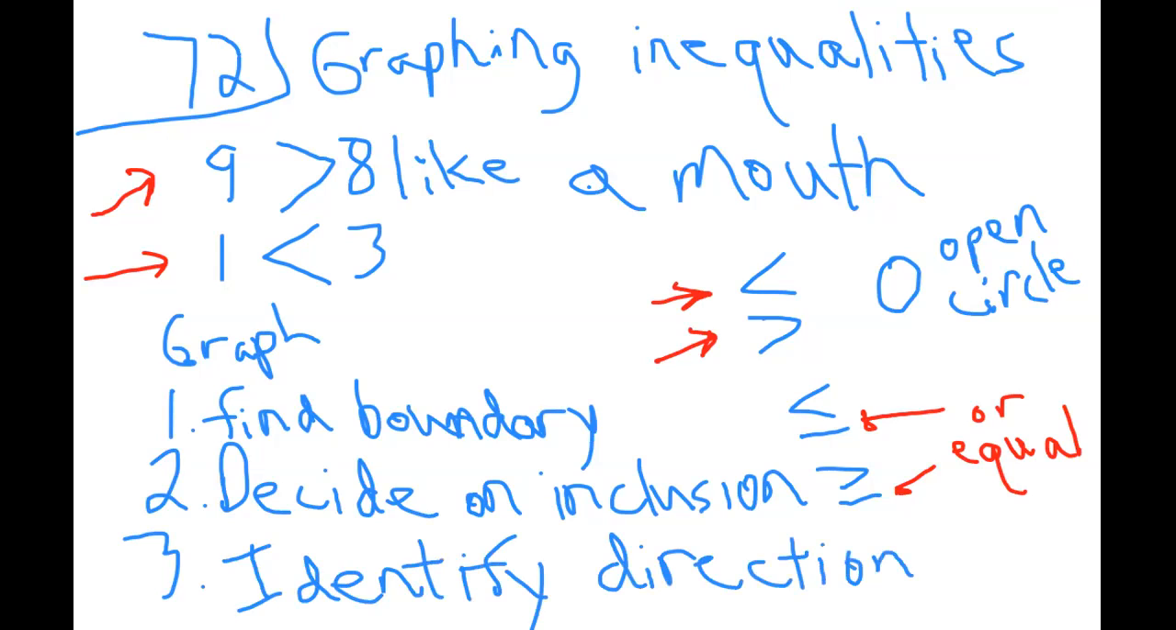Let's open a tab and look at one of these. I have example 1 here. I have x is greater than 2, right? That's how I read that one, because the x is trying to be eaten by the mouth there.